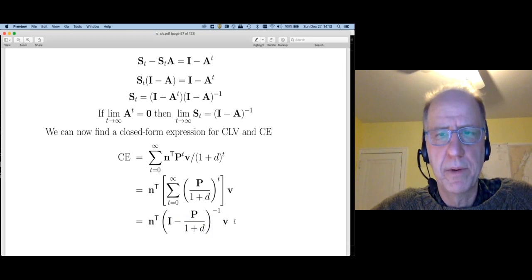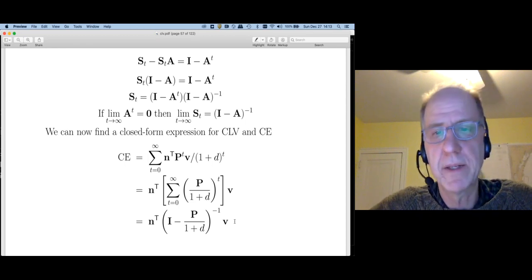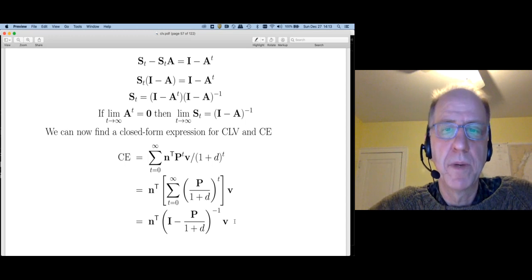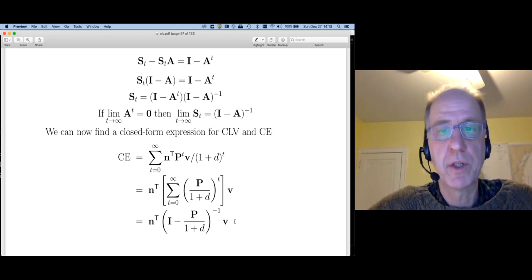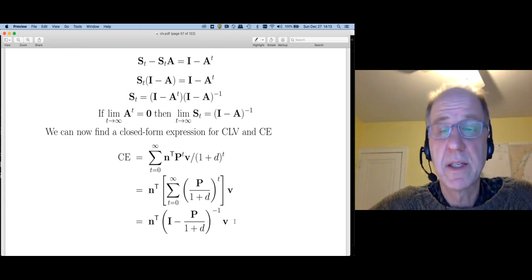So I'd like to point out that I derived this for a two-state system, the buy, no buy system, but everything that I did will apply if I had a much larger P matrix. So if I wanted to have, say, 10 states, this same expression would work.